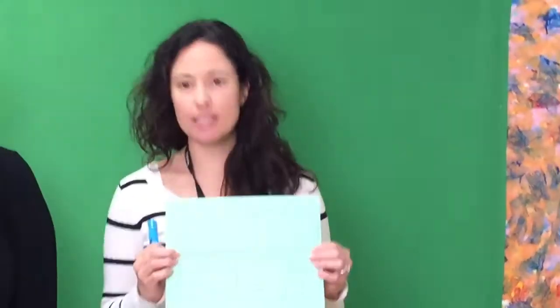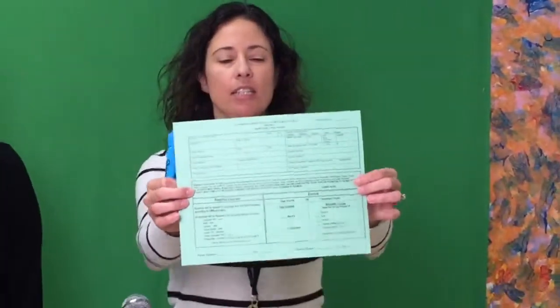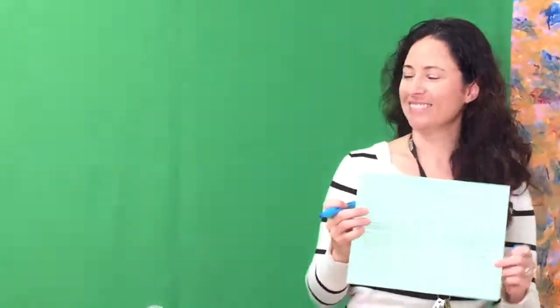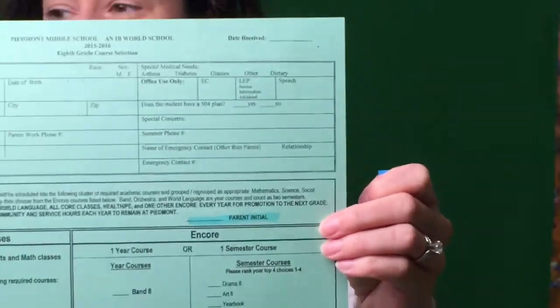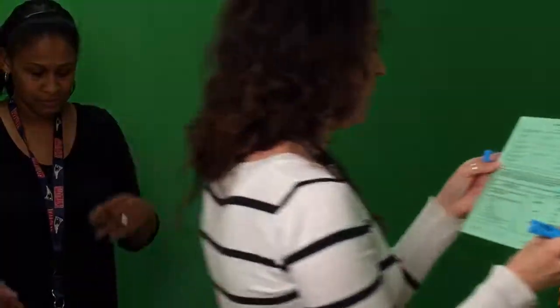Then we're going to go to the next section. In this middle box, you're going to take your highlighter, and right where it says in bold, parent initial, you're going to highlight that. Parent initial. This box is very important to read. So we want to make sure that everyone reads it and the parents understand it and initial it.